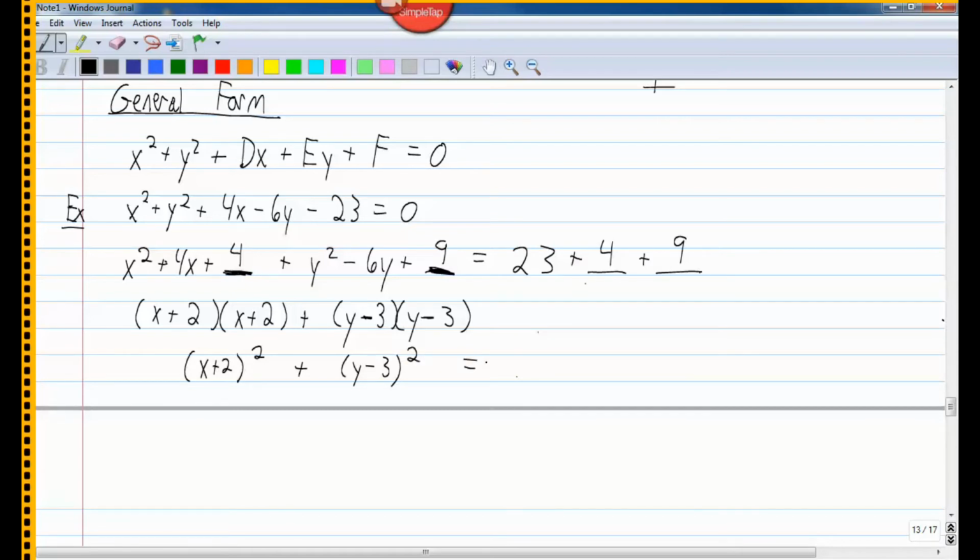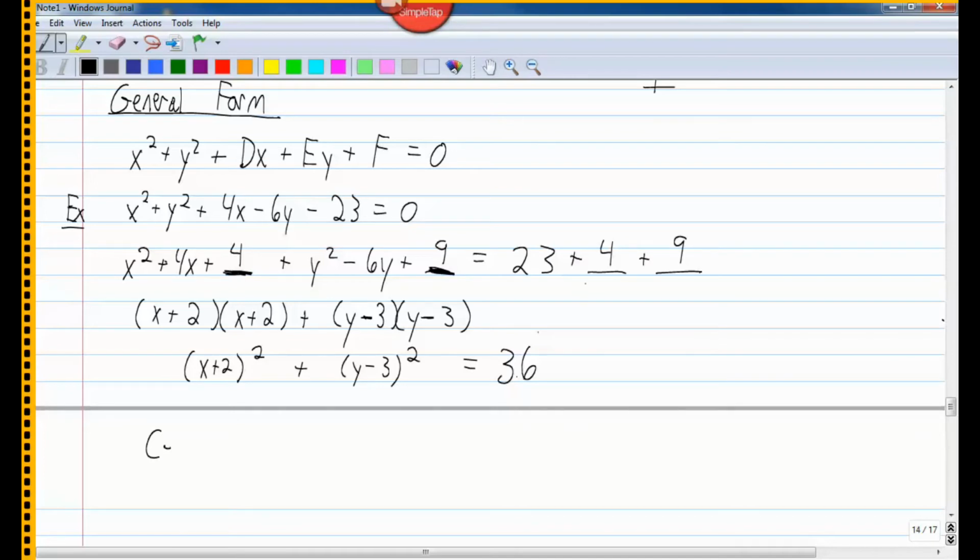Now equals 23 plus 4 is 27. 27 plus 9 is 36. So now I have the standard form of the equation of a circle. You get that by completing the square with the x's, completing the square with the y's. And remember, what you add to one side of the equation, and yes, you always add, you have to do to the other side.